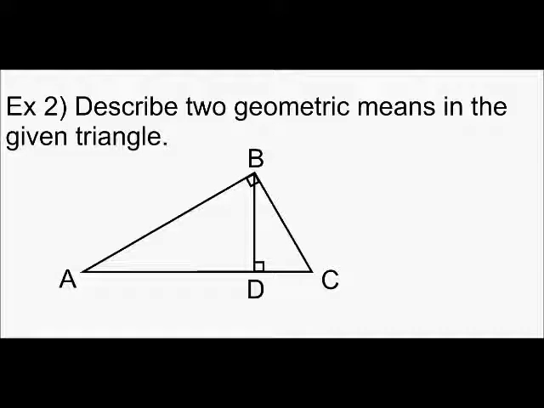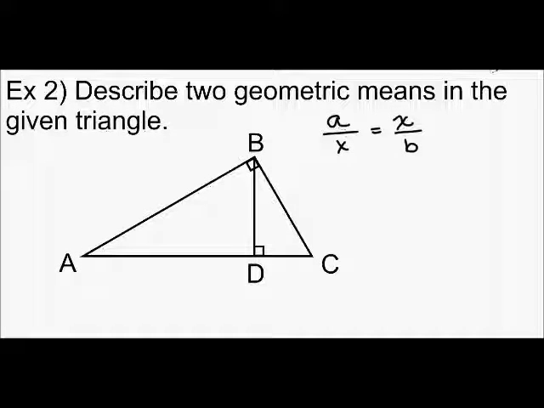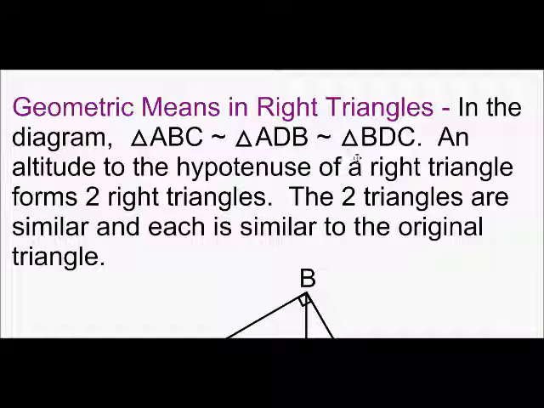And you should remember from a minute ago, we had a over x equals x over b. So the mean here repeats, okay? So when we're looking for geometric means, we're looking for a segment that's going to be used when we write our proportion for our similar triangles. It's going to be used in the denominator on the first one and the numerator on the second one. So if we look back at our similarity statement, because this is the same triangle, we have ABC is similar to ADB is similar to BDC.